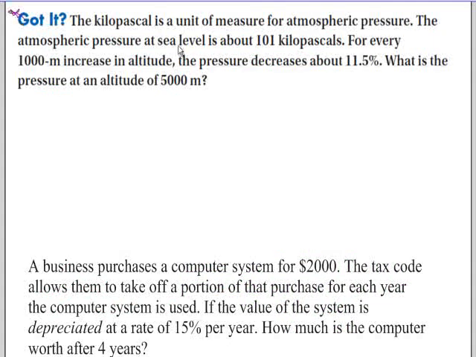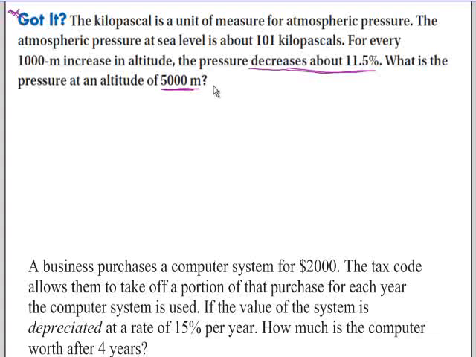Let's work backwards. The kilopascal is a unit of measure for atmospheric pressure. Probably learning about this in science class. Atmospheric pressure at sea level is about 101 kilopascals. For every 100 meters increase in altitude, the pressure decreases 11.5%. So what is the pressure at an altitude of 5,000 meters?